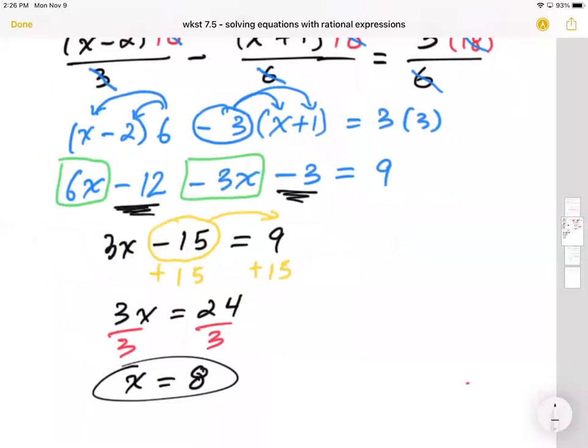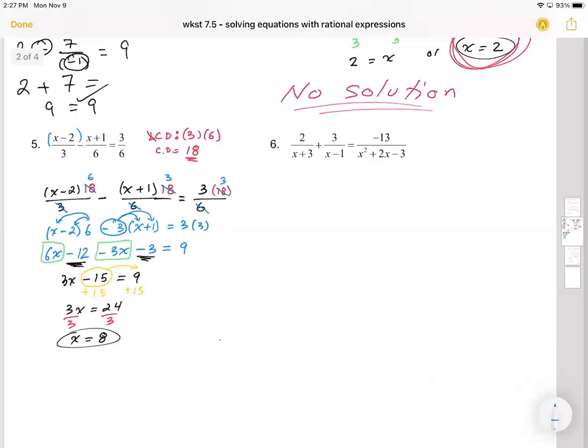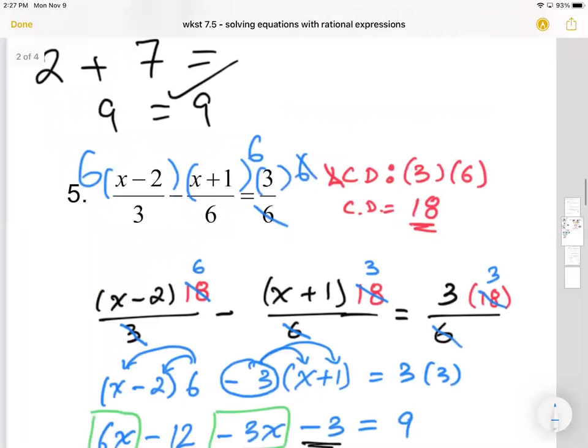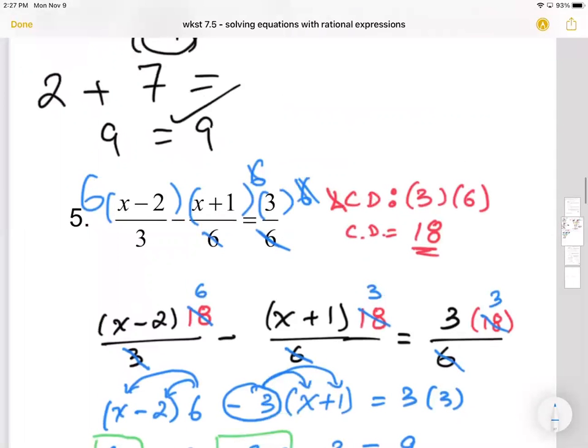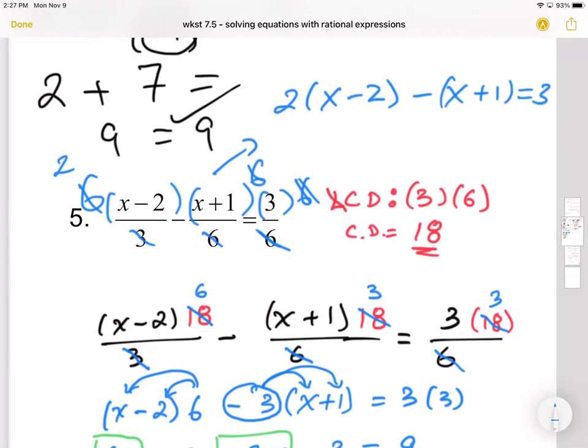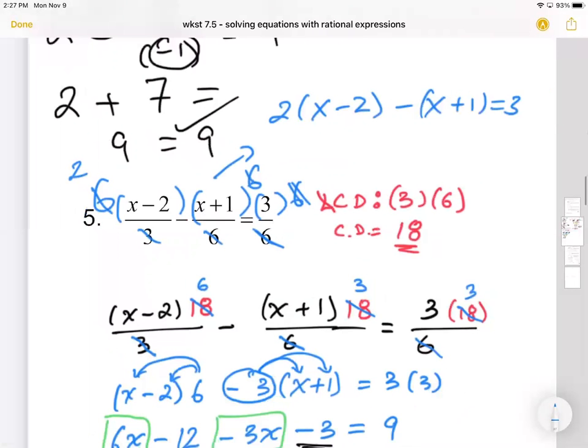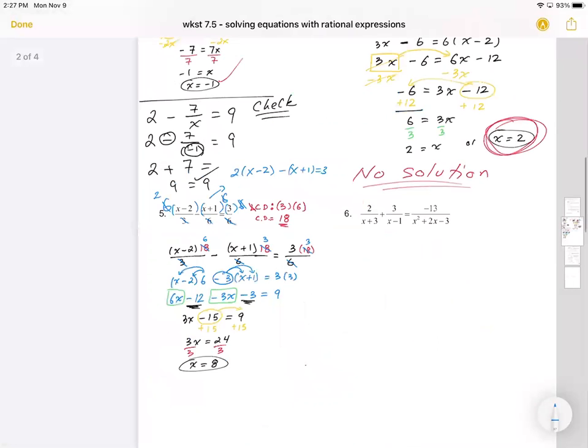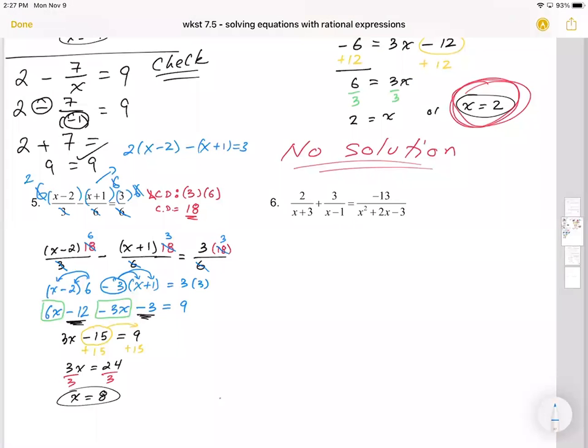And use the 6. I mentioned if you use a 6, you just put a 6 here, a 6 here, and a 6 here. This item and this item disappear because the 6 and the 6, they disappear. The 3 going into 6 is 2 times, which gives you your new problem. You have 2 times x minus 2 minus x plus 1 equal to 3. And if you work that problem out, you will get the same answer, which is x is equal to 8.